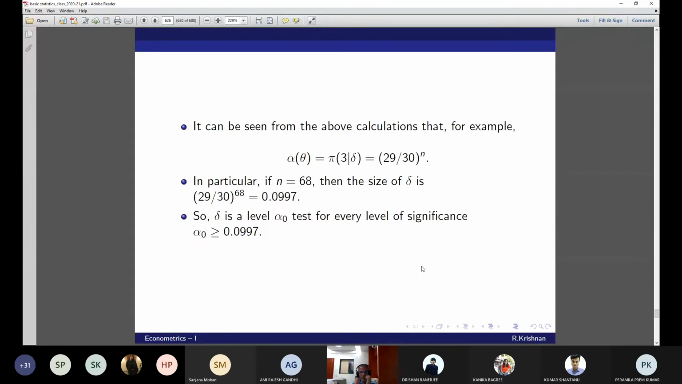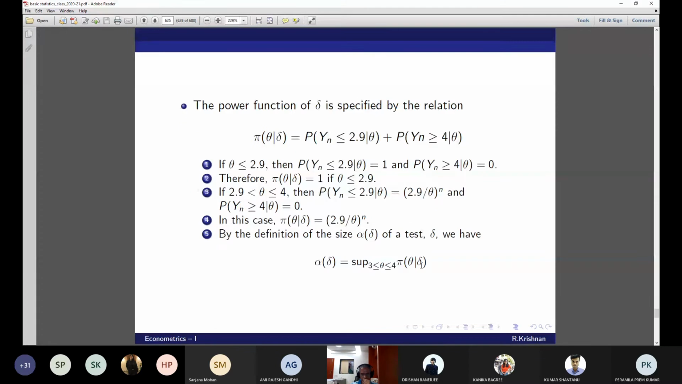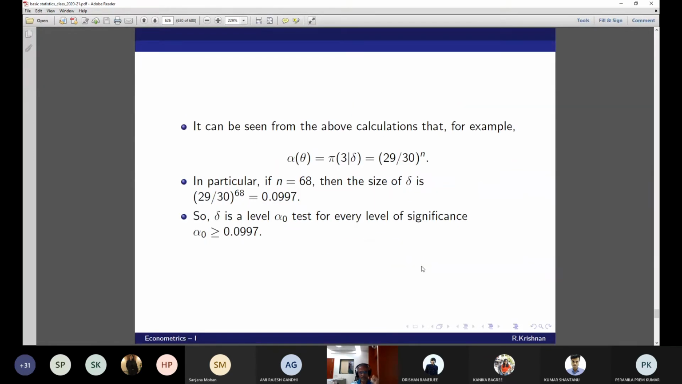Why this 3? I should have a picture for this. I forgot to add the picture. You need the supremum, isn't it? Supremum is the least upper bound. And in this case, what will happen? Pi 2.9 by theta power n. If you draw the picture, the least upper bound happens to be 3. You get the least upper bound when theta happens to be 3.